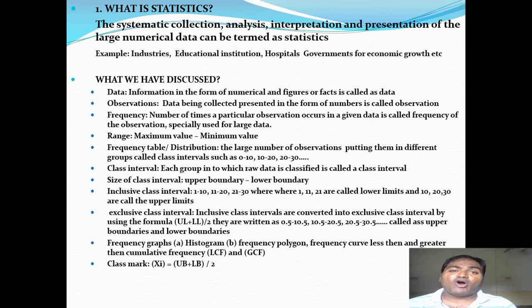Information in the form of numbers or figures collected is known as data, which is also termed as raw data. There is no specific feature in how the data is collected. We just collect the data, which is known as simple data. The next terminology we use is observations. What are observations? The data which we collect are termed as observations.